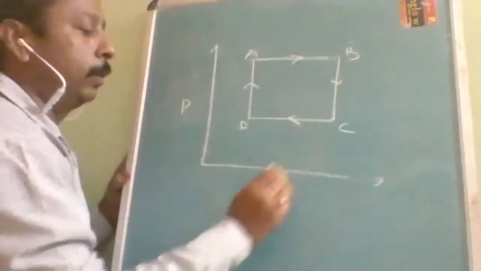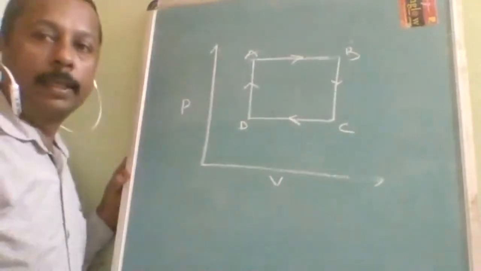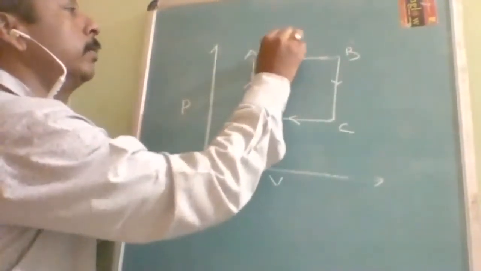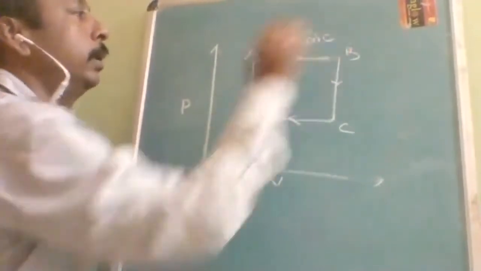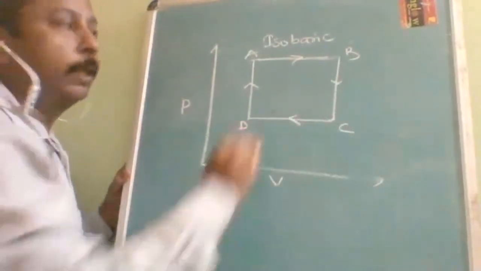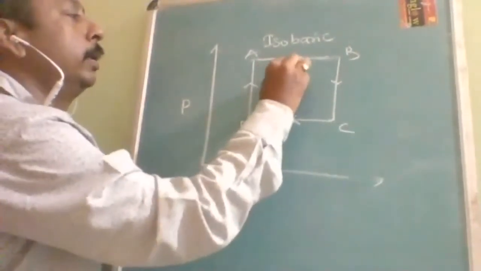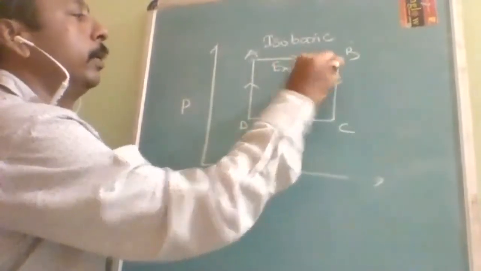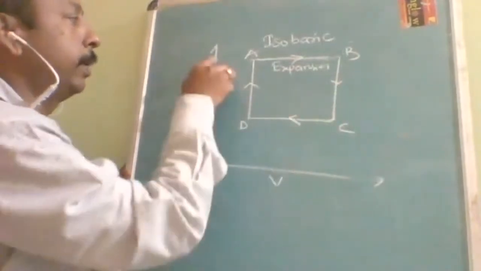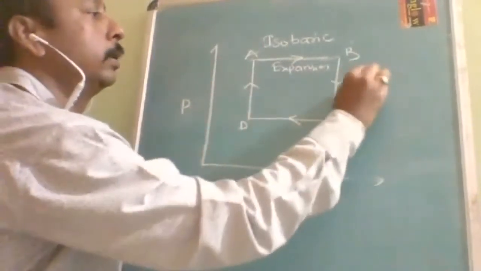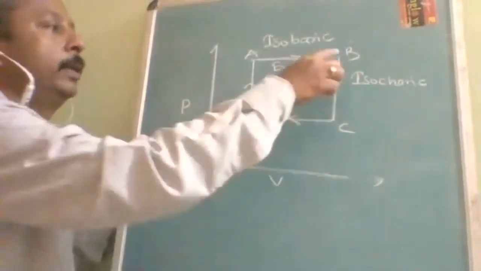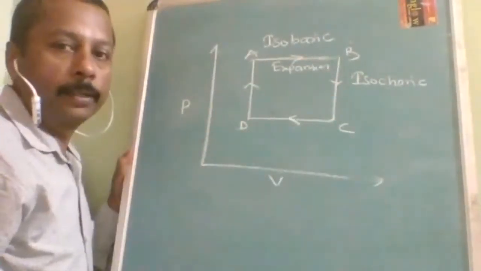So A to B, what is changing here? Volume is increasing and pressure is constant. That means pressure is constant, isobaric. What is it? Isobaric, and volume is increasing. So it is expansion. What is it? Isobaric expansion. Now B to C. Here volume remains constant, pressure is increasing. So it is isochoric. What is it? Isochoric. So pressure is increasing.